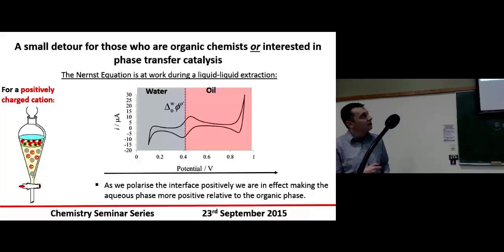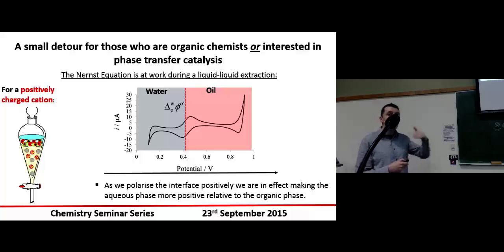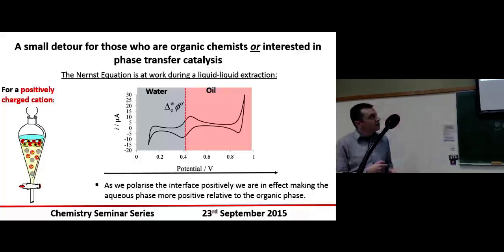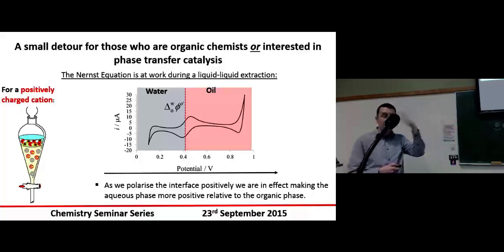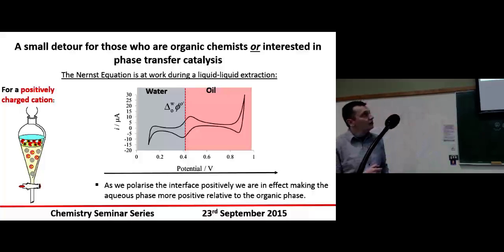I'll get this voltammogram. And this peak here stands for the movement of a cation from water into oil, and the opposite is on the reverse. It's the movement of the cation back from the oil and into the water. So this red line is its standard ion transfer potential. That is the amount of energy basically it takes for that cation to move from water into oil and back again. So I know now that if I polarize my interface positively, it's going to be in the oil phase, and if I polarize it negatively, it's going to be in the water phase.